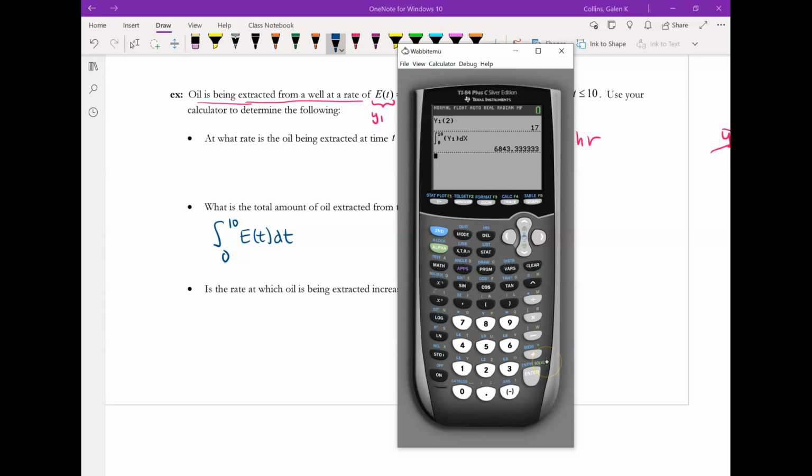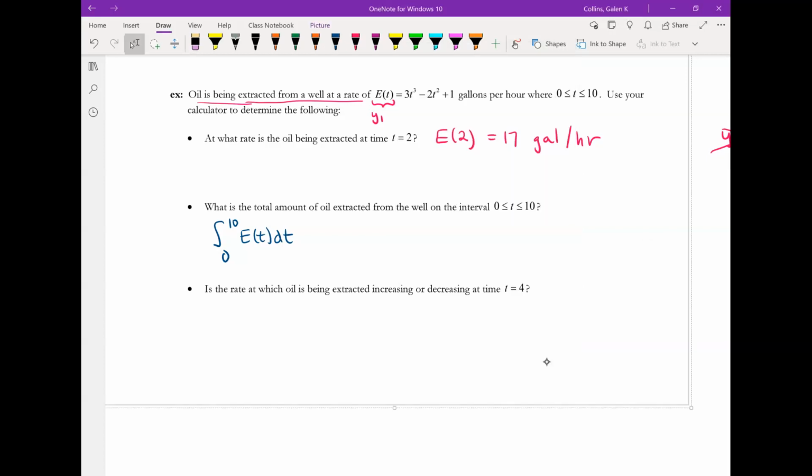All right, we hit enter, and we get 68.43 repeating. Even though it's a third, let's take that out to 3 decimal places. Do not use the repeating bar. And that would be measured in gallons.